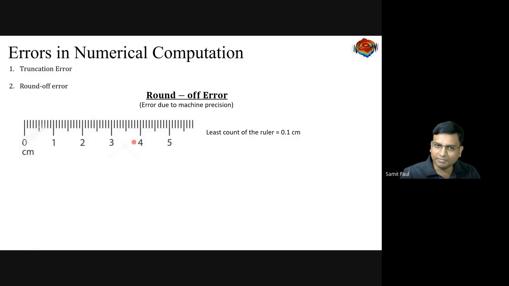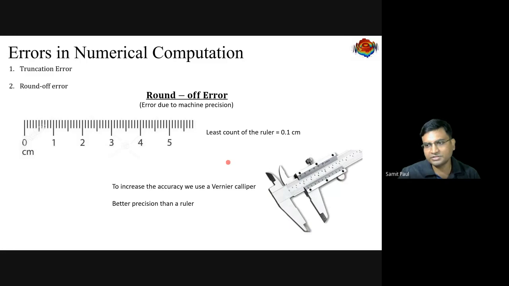So whatever you measure with this particular scale will have an error of the order of 0.1 centimeter. So there is an error due to the precision of the instrument. And if you want to increase the accuracy, or the precision, then you must use a vernier or some other method which has more precision. It has better precision than a ruler.